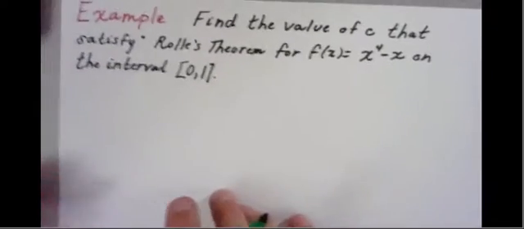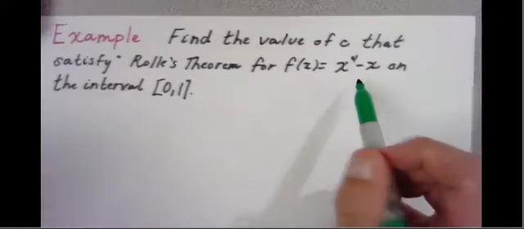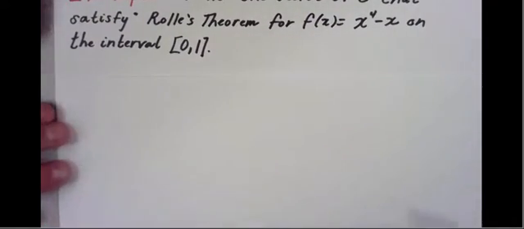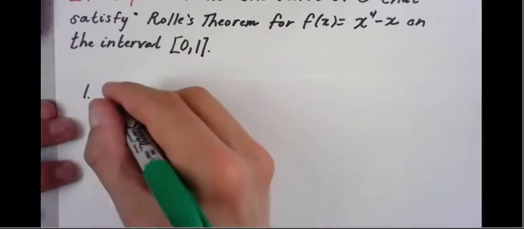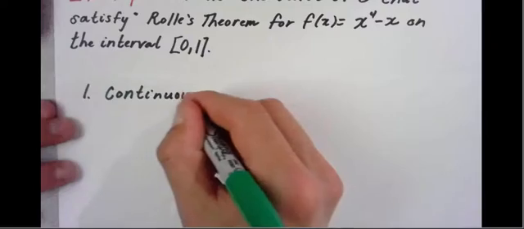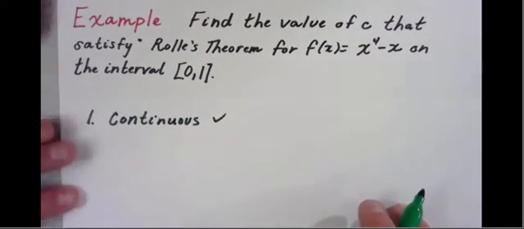Okay, so let's look at a condition of Rolle's theorem and see if it works out. Find the value of c that satisfies Rolle's theorem for f of x equals x to the fourth minus x on the interval 0 to 1. So let's start. Number one, it's continuous. How do I know it's continuous? Well, it's a polynomial. Polynomials are continuous everywhere. So I've got that. It's continuous on the whole interval.